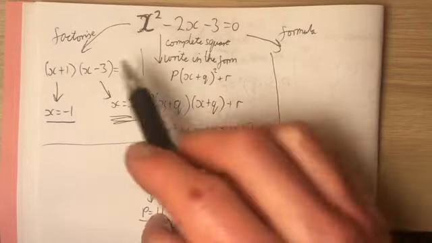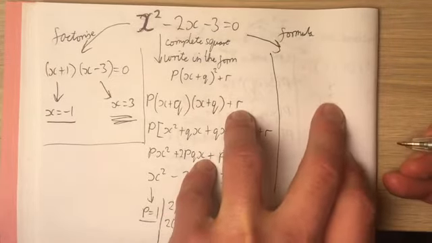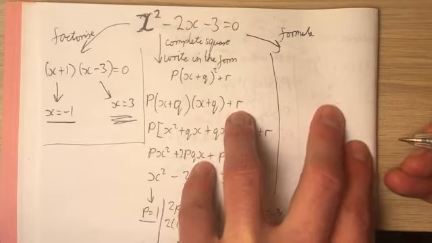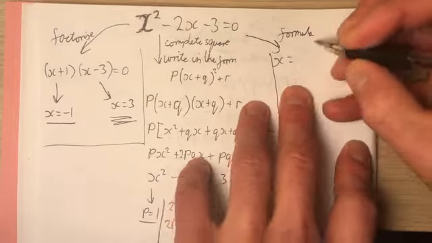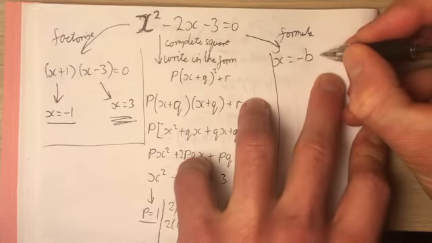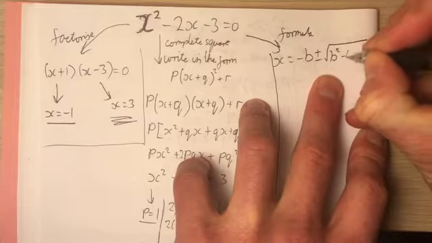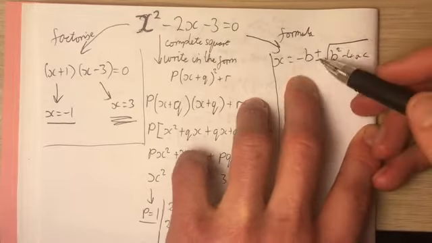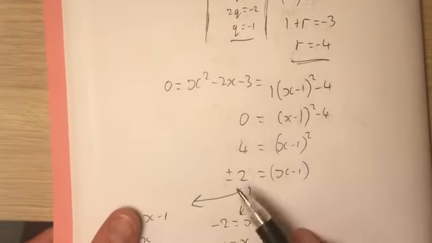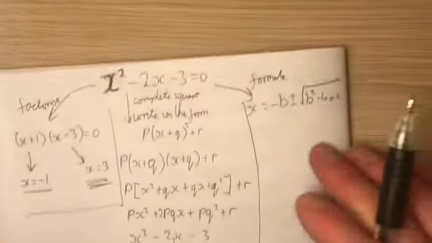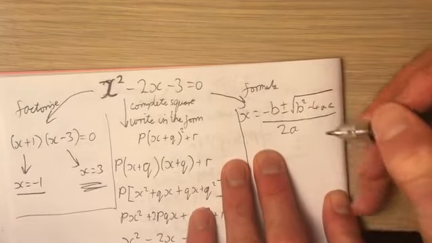You can't get kind of stuck, really. Disadvantage, you have to memorize it. Okay, you have to memorize the formula. So the formula is this: x equals negative b plus or minus the square root of b squared minus 4ac. So note how the plus or minus square root is kind of related to this plus or minus square root of 4 there. All divided by 2a.